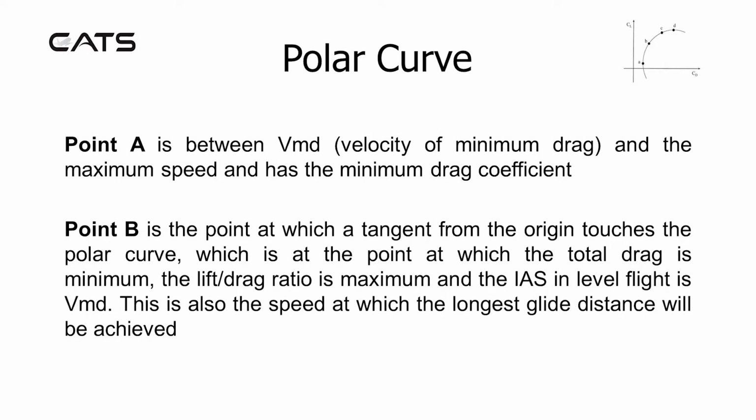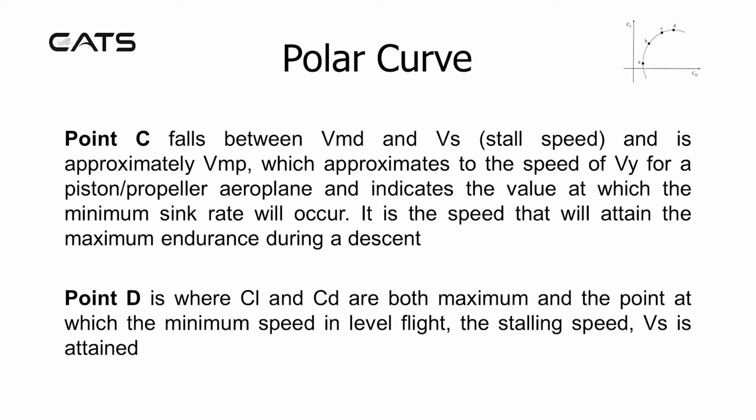Point A is between VMD, the velocity for minimum drag, and the maximum speed, and has the minimum drag coefficient. Point B is the point at which a tangent from the origin touches the polar curve, which is the point at which the total drag is minimum, the lift to drag ratio is maximum, and the indicated airspeed in level flight is VMD. This is also the speed at which the longest glide distance will be achieved.